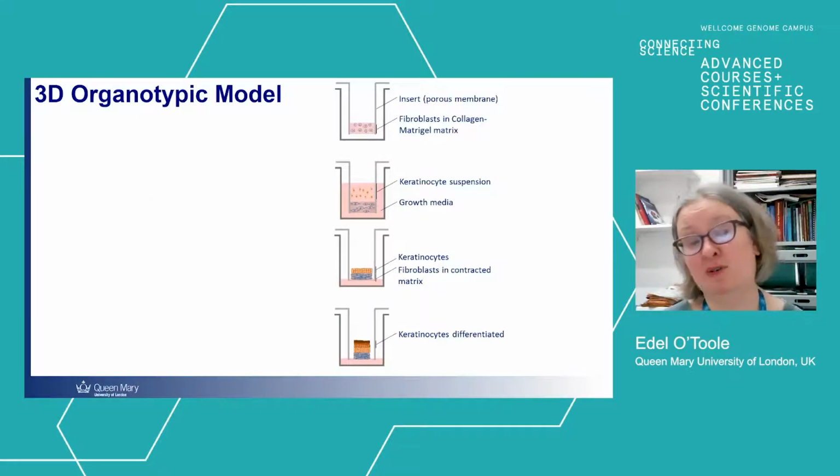We then went on to make our 3D organotypic model. To do this, we used these inserts. We poured collagen and matrigel matrix into the inserts with fibroblasts. We then put keratinocytes on top and allowed them to settle under the media. Then the media was removed, so it's just covering the bottom of the well. And you've got your fibroblasts in a now contracted matrix with keratinocytes on top. And then over time, the keratinocytes will stratify and you will get an epidermis over a 2-week period.